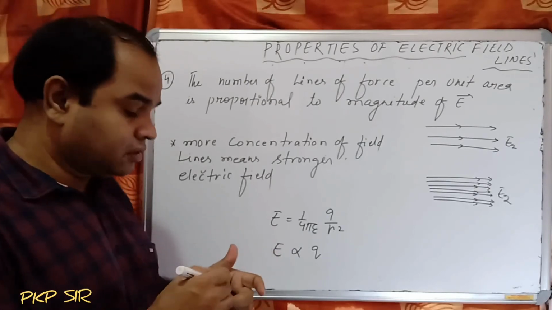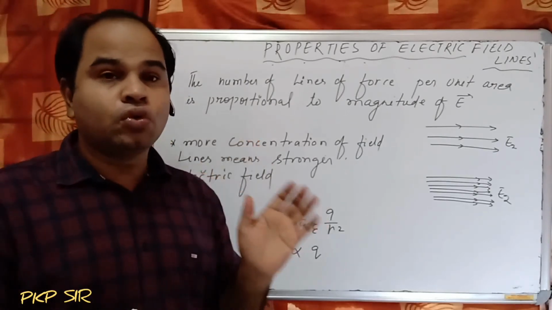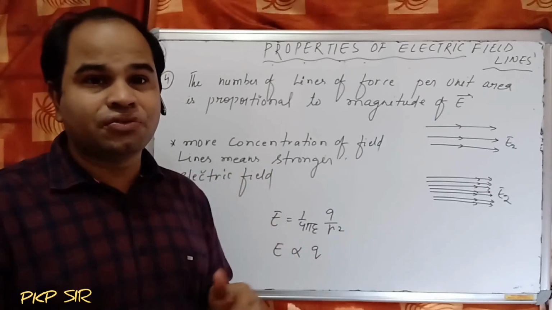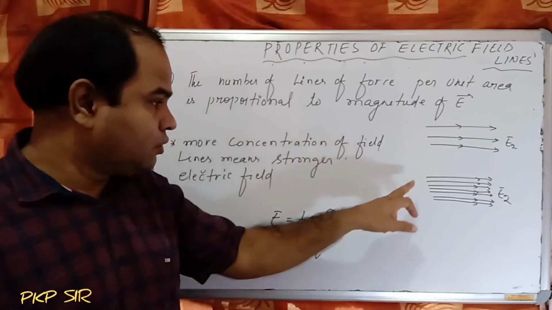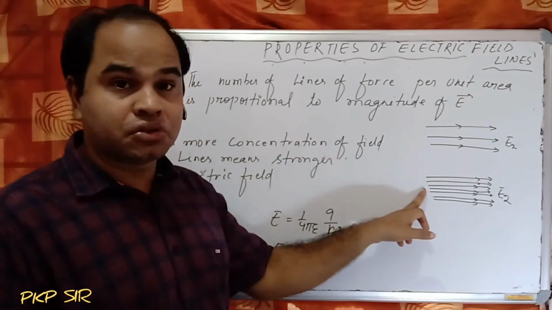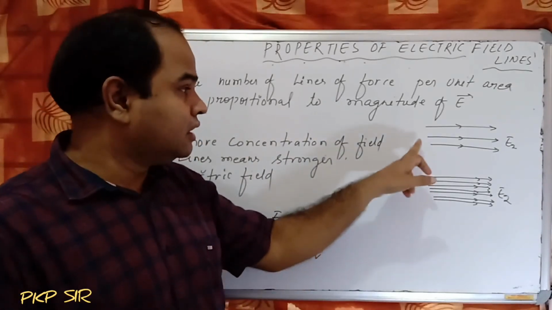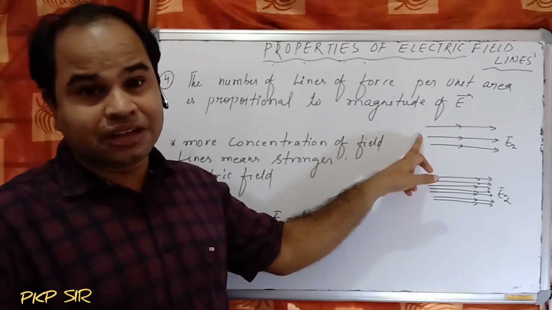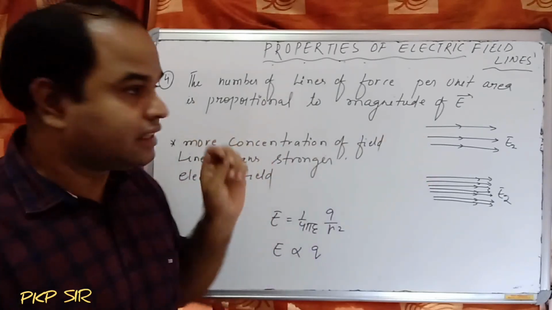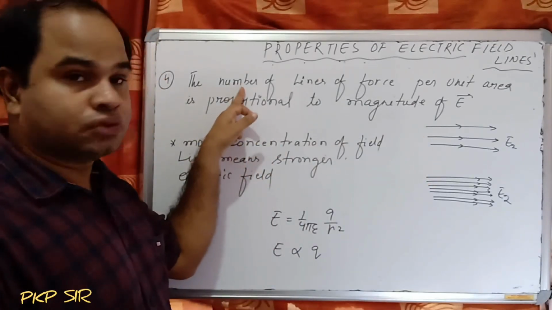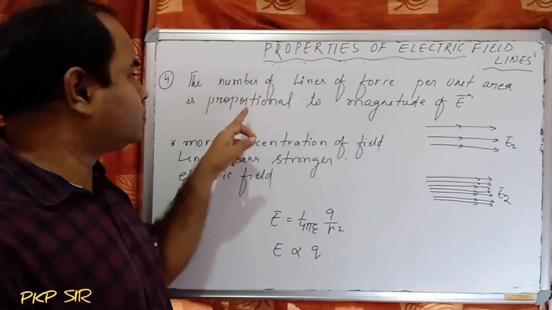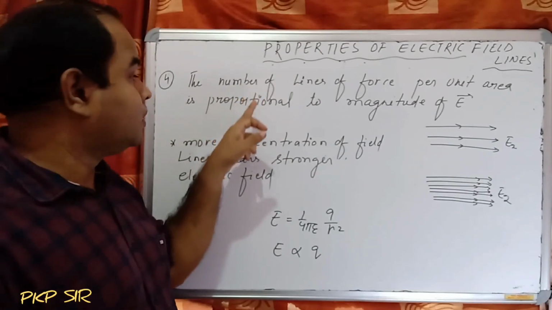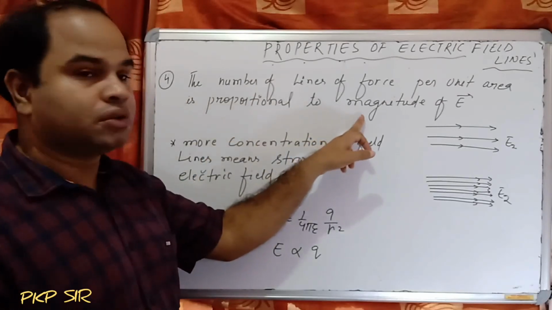Okay? That means we can say more number of field lines represent stronger electric field intensity. Less number of field lines represent weaker electric field intensity region. The number of lines of force per unit area is proportional to the magnitude of E.